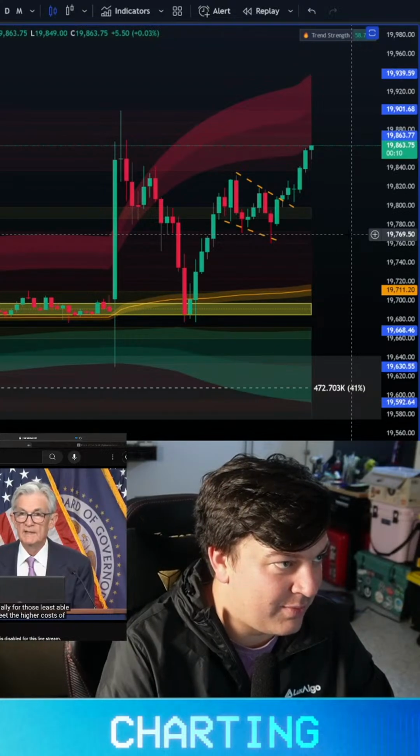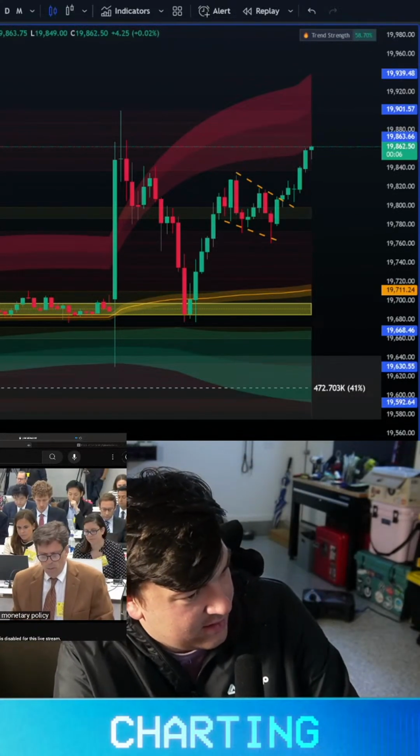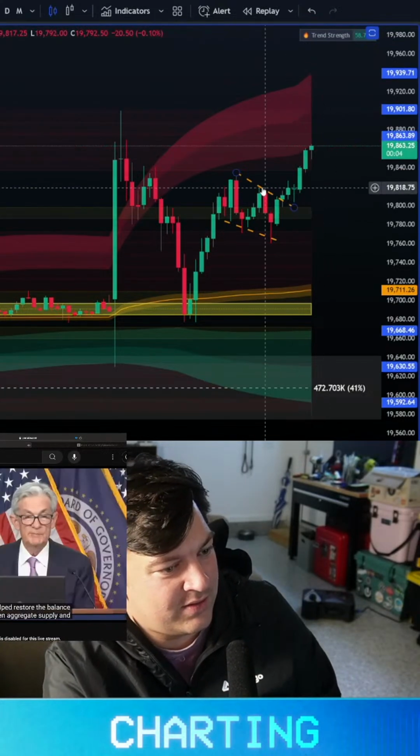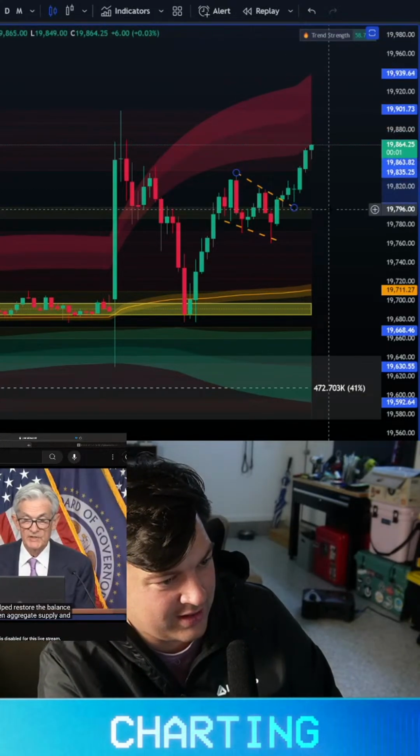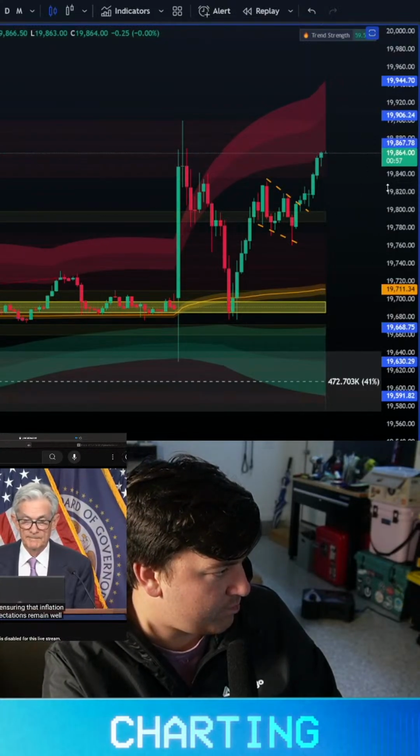Food, housing, and transportation. Do we have stocks and real estate in here? Restrictive monetary policy has helped restore balance between aggregate supply and demand, easing inflationary pressures and ensuring that inflation expectations remain well anchored.